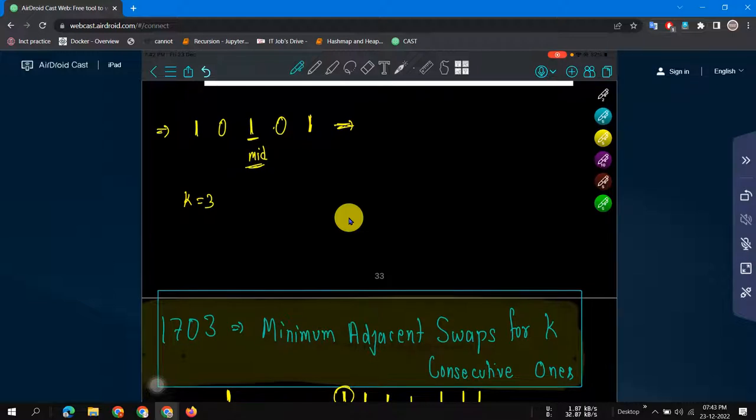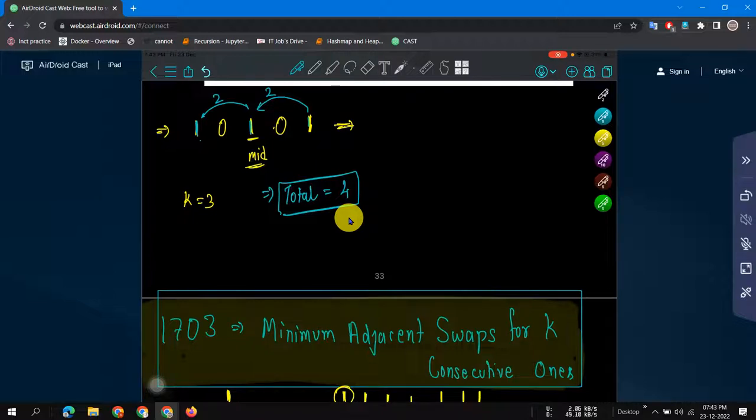I will count all the jumps I took to collect every one at a particular point. Let's say I collected all the ones to the midpoint. How many jumps do I need to take? Here I need two jumps, and here I need two jumps. All in all, the total jumps equal 4, which is the number of jumps needed to collect every one at a single point, the midpoint. Because I imagine if I collect every one at the median, it will be the lowest cost.